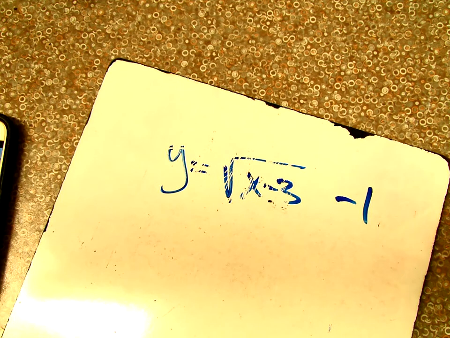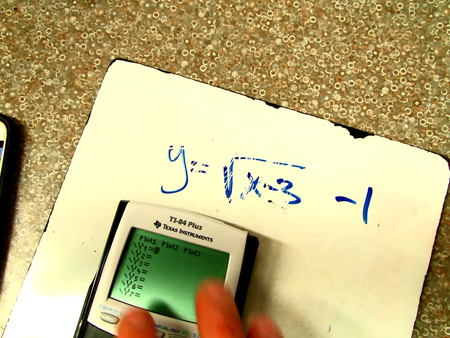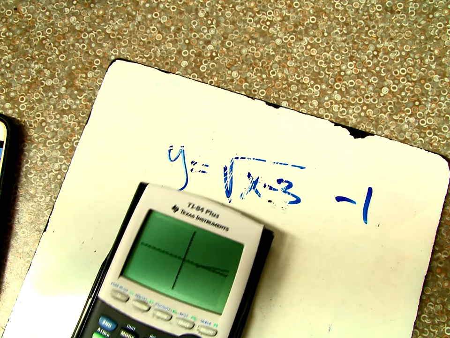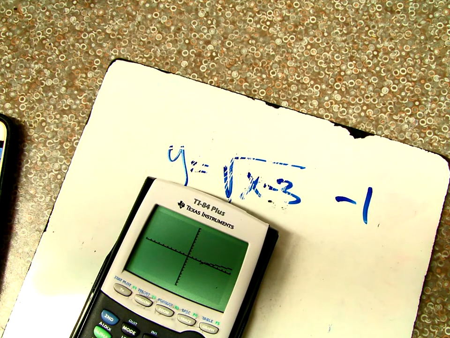So let's do that with the other calculator. Square root of x minus 3 minus 1. Graph it, and it kind of looks just like what we found on Desmos. Like I said at the beginning of class, it looks almost the same. But the Desmos is more, I think, user-friendly.